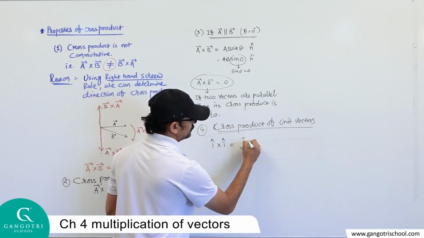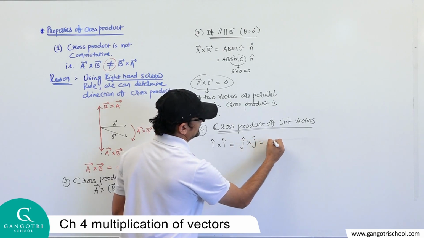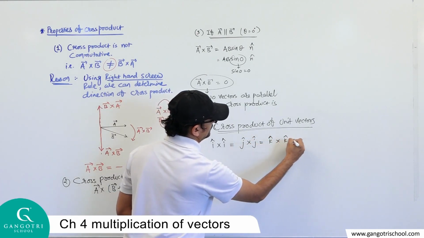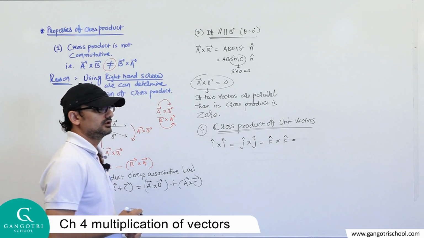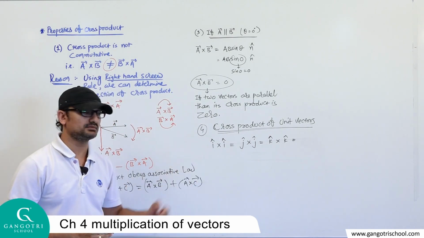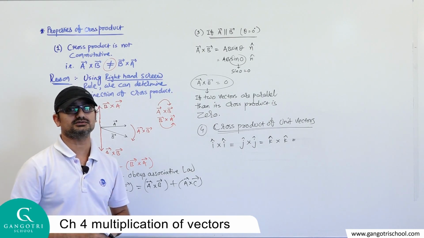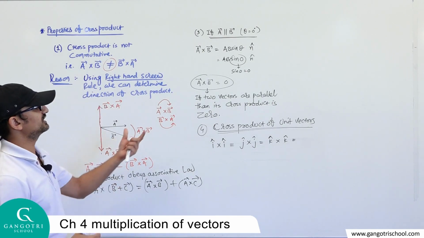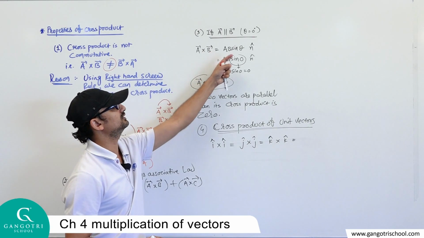i cross i equals to what, j cross j equals to what, and k cross k equals to what? It's my advice, please do not mug this up. If you do not remember the answer in future, then just check it. We already have the equation of cross product, A cross B equals AB sin theta.